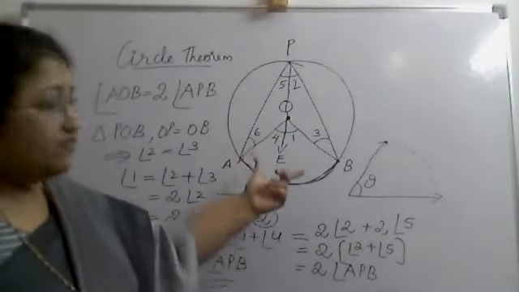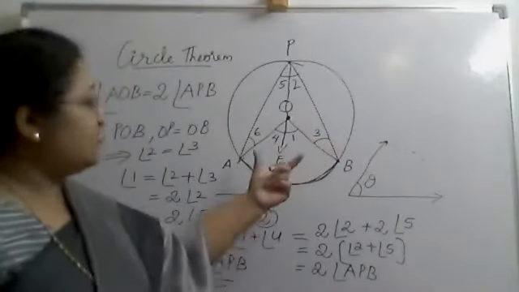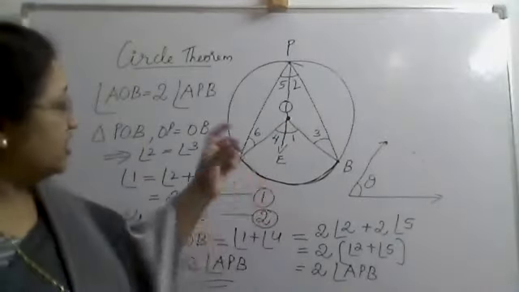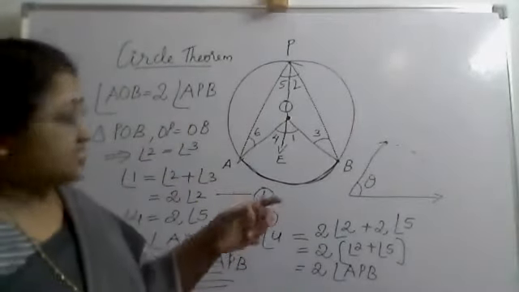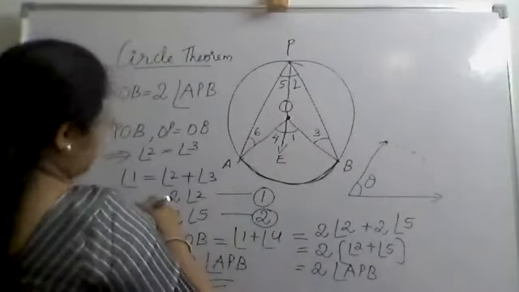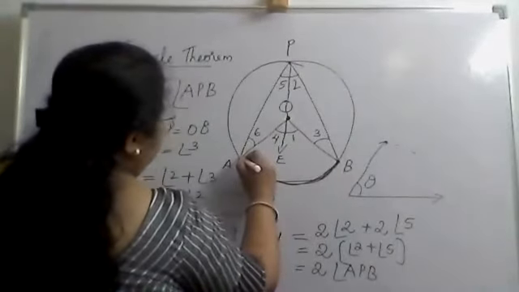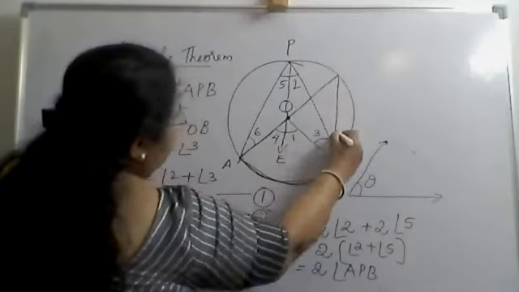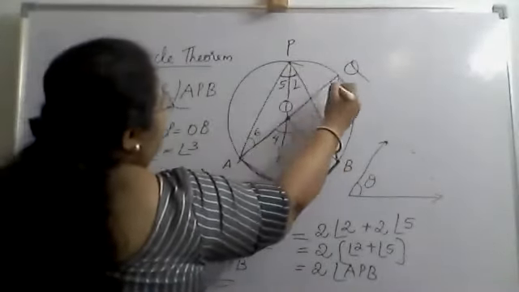In a similar way, we can prove it keeping AB as a semicircle, and in the same way, we can prove it keeping AB as a major arc as well. So now, with the help of this, we can get one more result. If this AOB is 2 times APB, and I take another angle keeping AB as the arc, not passing through the center, let it be Q.